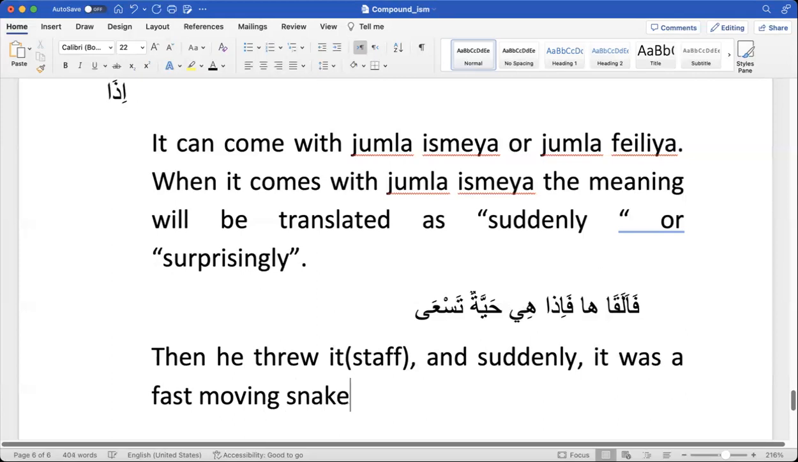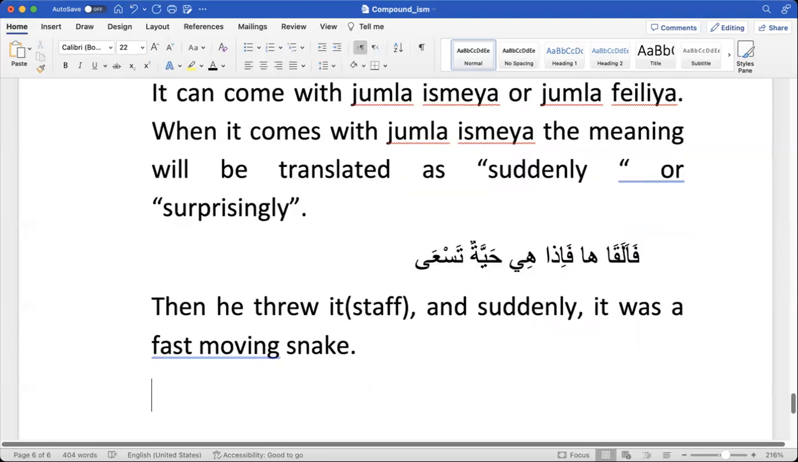If you translate it in a grammatical way, you can say it was a snake which moved very fast. Tas'a is feminine, the hiya version, because of hayyatun. Tas'a means it moved very fast. Iza gives a past sentence here, but it tells us suddenly, the moment he threw the staff, it became a fast moving thing. So this is with Jumla Ismiya. It creates that surprise meaning, suddenly.